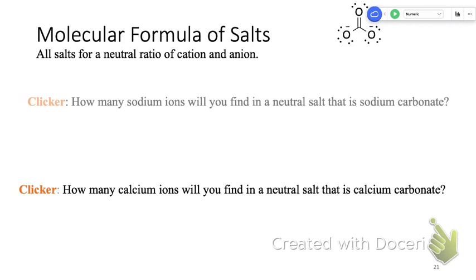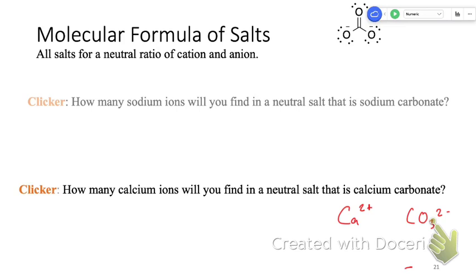Okay, can I get someone else, some new voice, to share how you would answer this question? Tara? How would we figure out how many of them we need? The Ca is 2 positive, and the CO3 is 2 negative, so you would just need 1 of each. So if we have 1 of each of these and we put those together, we're going to have a neutral salt.